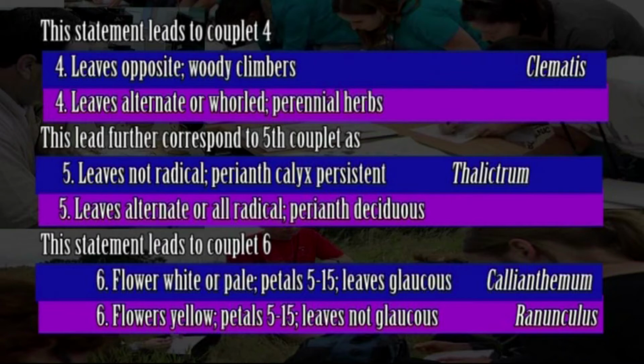This lead further corresponds to the fifth couplet: leaves not radical, perianth calyx persistent, which are the characters of Thalictrum, and the second lead is leaves alternate or all radical, perianth deciduous. Now, this statement leads to couplet 6: flowers white or pale, petals 5 to 15, leaves glaucous. These refer to the characteristics of Callianthemum. And the second lead is flowers yellow, petals 5, leaves not glaucous, which refers to Ranunculus.